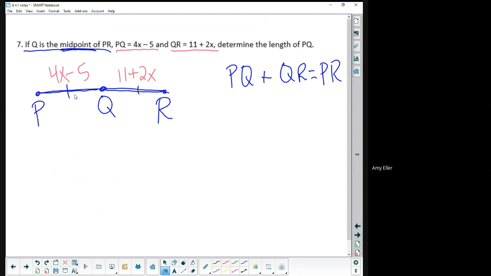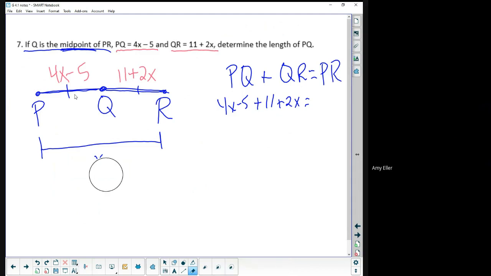Then I would fill this in. 4x minus 5, 11 plus 2x. I don't know the whole thing. Would it be okay to call this whole thing x? No. X has already been used in this problem, so I can't use x anymore. I could call it y, but then I'm dealing with 2 different variables. So segment addition postulate is a good thing to start with, but for us, that's not working for this problem.